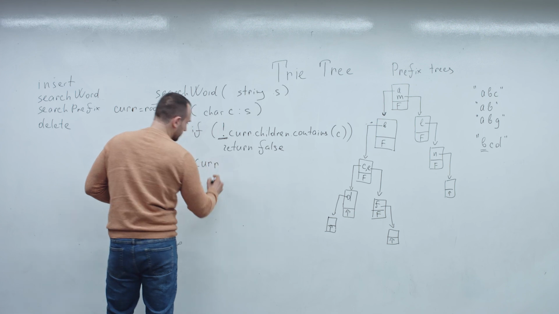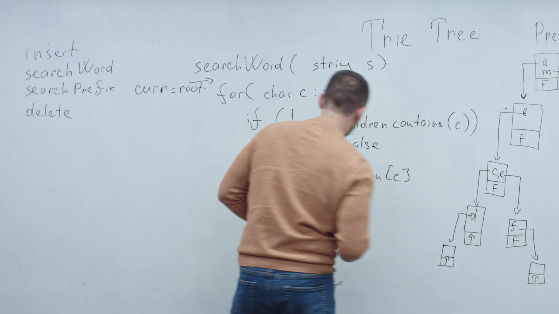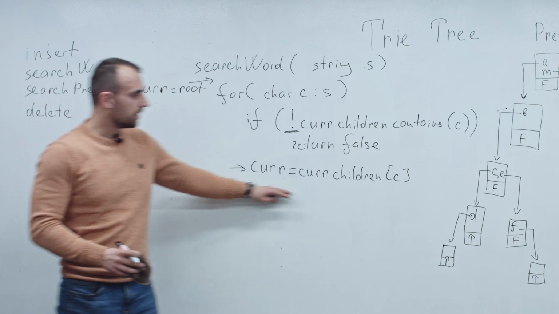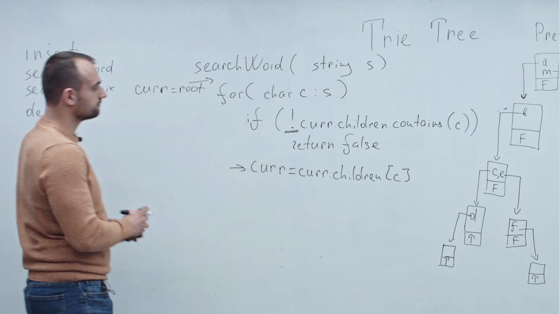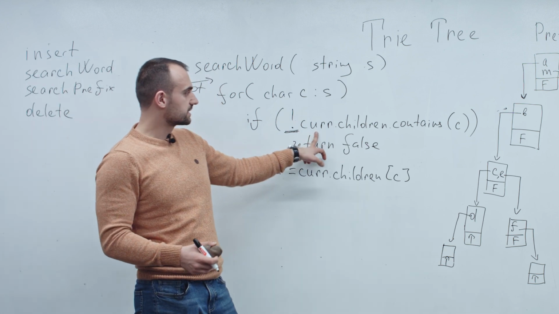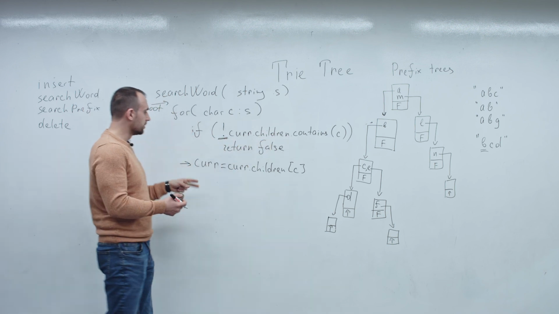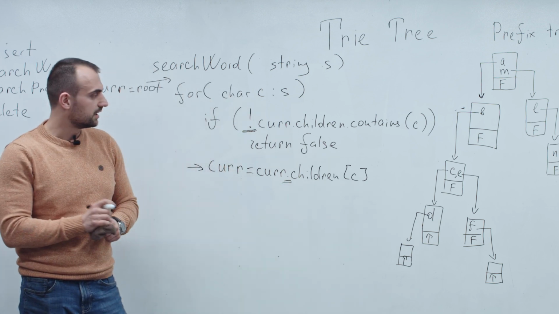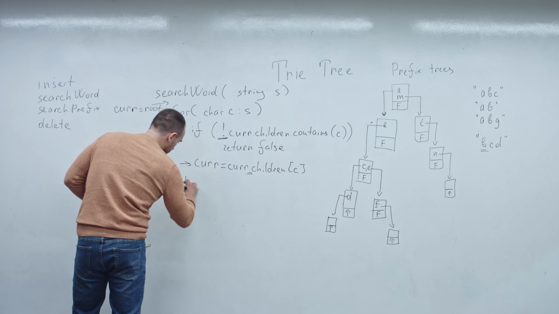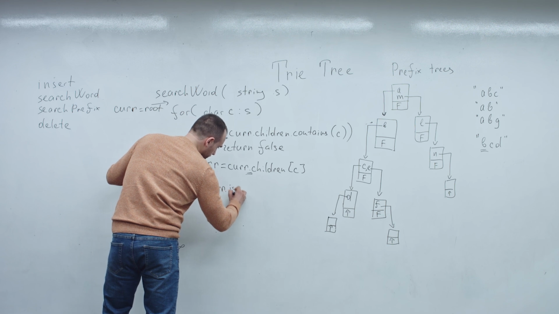So, okay, the current will go down to its children's C. So this is your steps. This is how you go down, okay? And you can't end up with null because each time you're asking if this letter exists in current children or not, right? So this part won't be undefined behavior anytime. And the last return will be if the current is word or not.